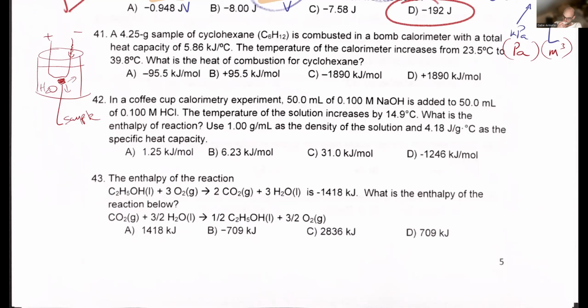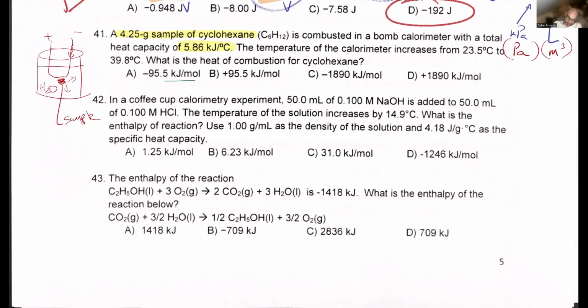So combustion is involved. A 4.25 gram sample of cyclohexane is combusted in a bomb calorimeter with a total heat capacity of 5.86 kilojoules per degree C. The temperature of the calorimeter increases from 23.5 to 39.8. What is the heat of combustion of cyclohexane? Again, the idea being that you are releasing energy into the environment by burning it. And so here we go.